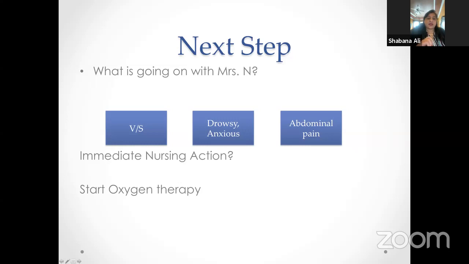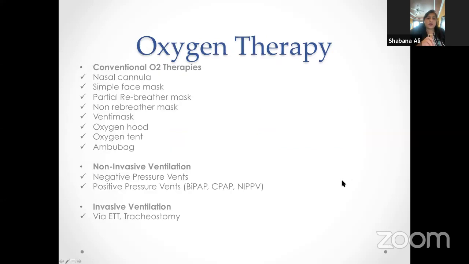So the immediate action that we as nurses took was to start the patient on oxygen therapy. Let's go through and see some of the modalities, some of the ways we can provide oxygen to a patient who has decreased oxygenation in the body. There are some conventional, older methods through which oxygen is administered to a patient. The first one, a very common one, is the nasal cannula.